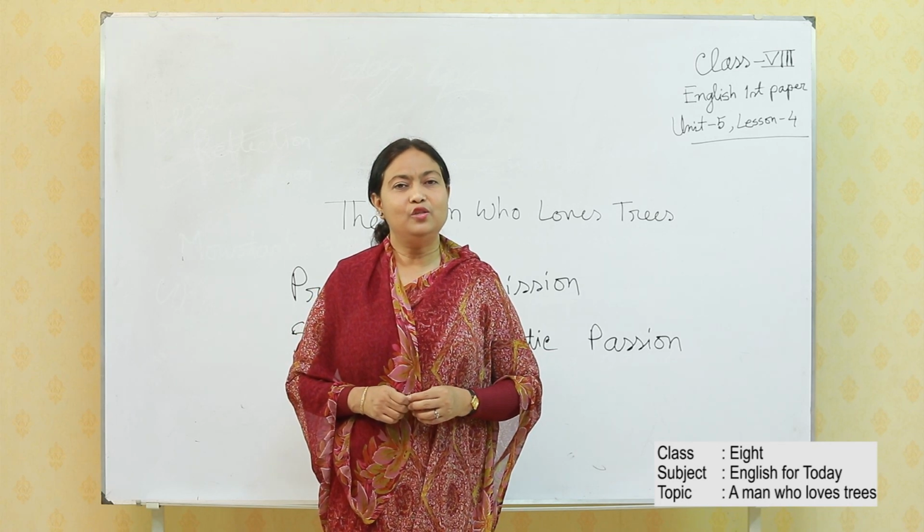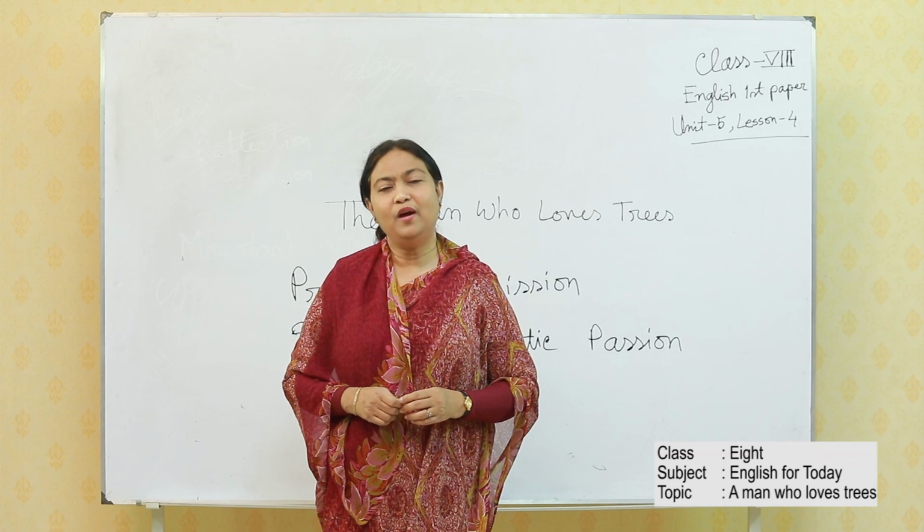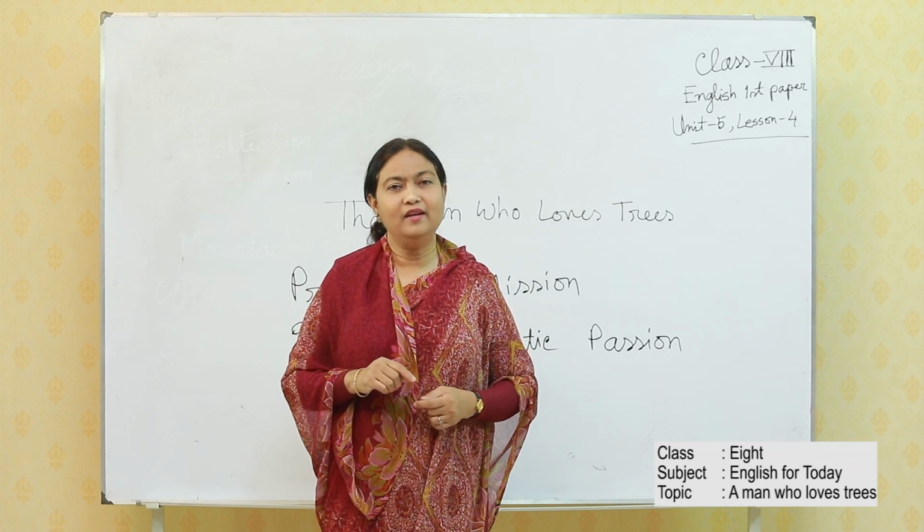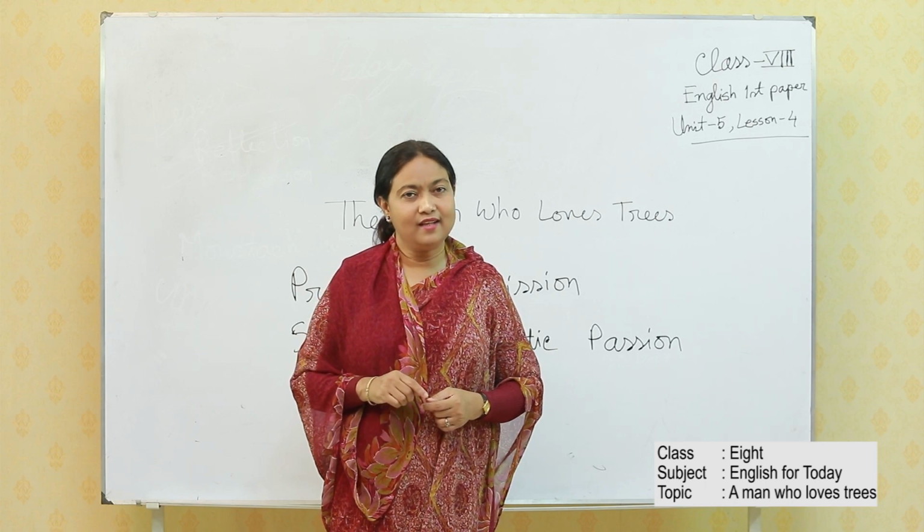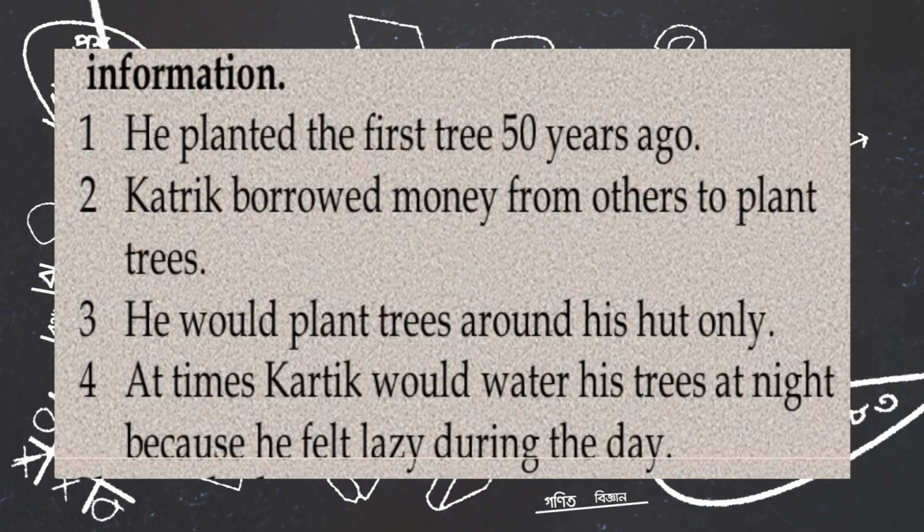Okay, students, look at your book in section B. There are some true false statements. You have to decide which one is true and which one is false. Look at the slide. Sentence number one, he planted the first tree 50 years ago. Sentence number two, Kartik borrowed money from others to plant trees. Sentence number three, he would plant trees around his hut only. Sentence number four, at times Kartik would water his trees at night because he felt lazy during the day.